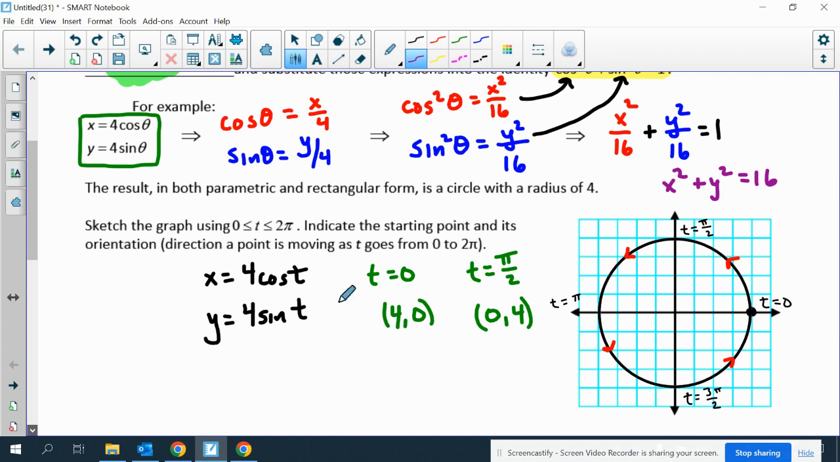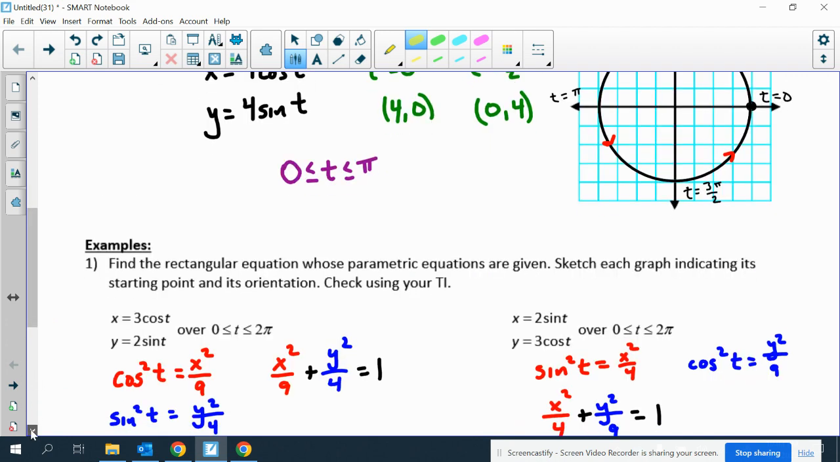Let's say I change the problem slightly. If I sketch the graph only from 0 to pi, I would start here and I would end up with only half of a circle. So there are a lot of different ways that you can do this based on what your parameters are, of course.